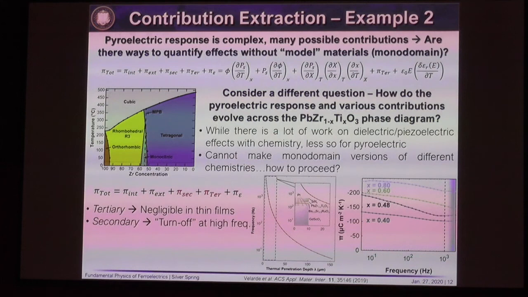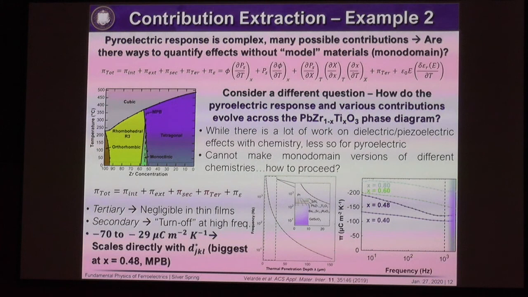So if we do this for all of these different chemistries across the PZT phase diagram, we have measured pyroelectric coefficients anywhere from about 70 to 290 microcoulombs per meter squared per Kelvin. And these scale, as you would expect, directly with the magnitude of the piezoelectric coefficient. So it's biggest near the MPB, where we have the biggest strain-induced changes in polarization. So tertiary, secondary, we can take care of relatively quickly.